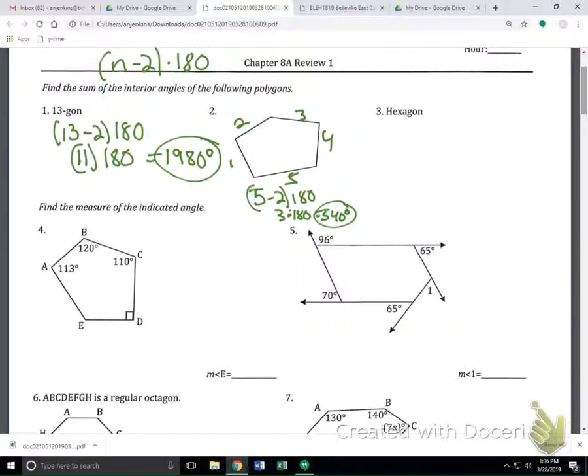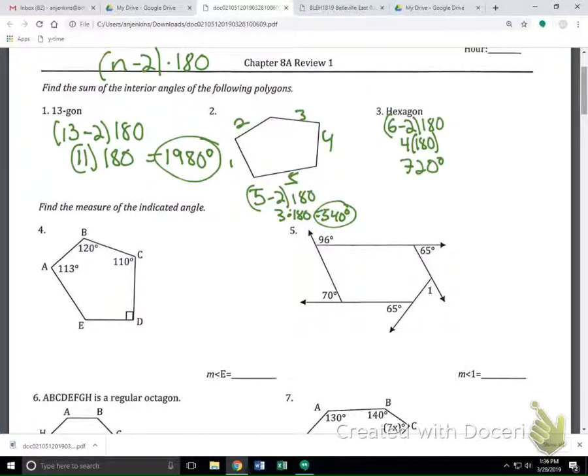Hexa. How many sides does that have? It has 6. Hexagon means 6. That was our last chapter. Minus 2 times 180. So what is 6 minus 2 times 180? 720 degrees.